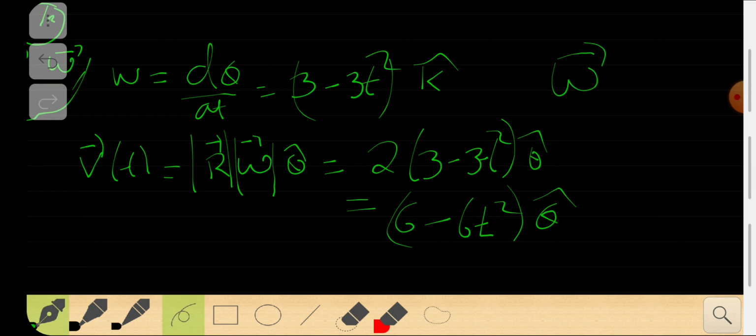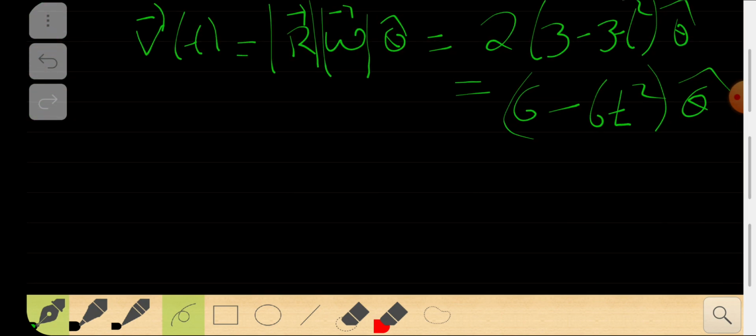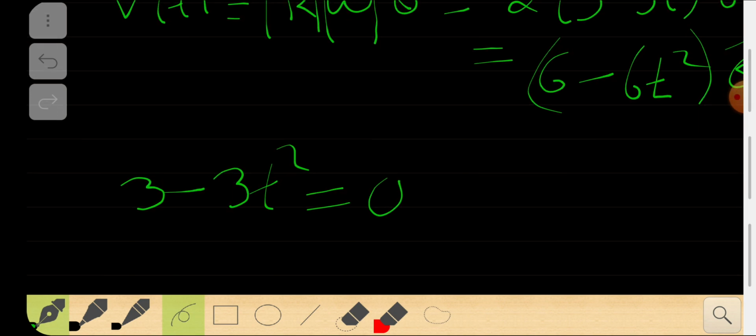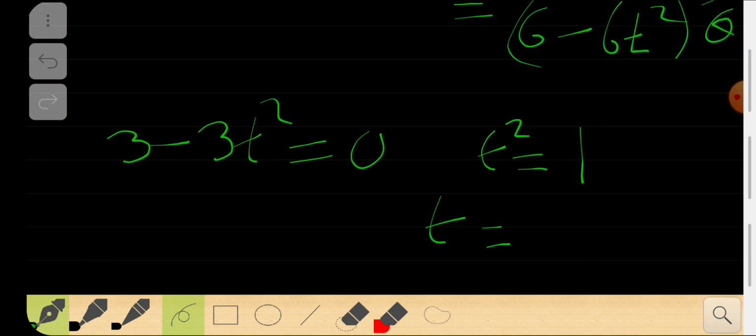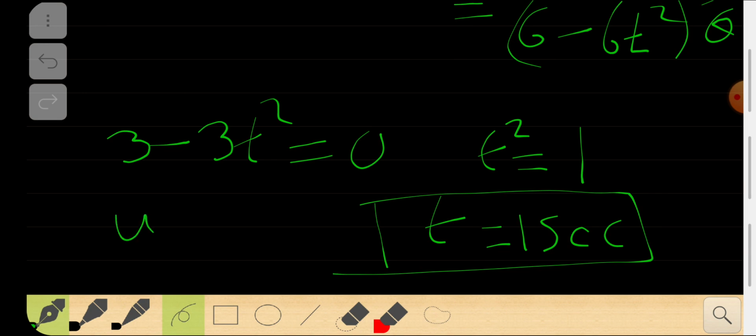So that's the velocity vector. Now let's find out at what point omega will be equal to 0. When will the angular velocity be equal to 0? All you have to do is substitute 0 for omega and you get 3 minus 3t square equal to 0. So t square will be equal to 3 over 3, so it's 1. So t is equal to 1 second. So at 1 second the omega will be equal to 0. Angular velocity will be equal to 0.